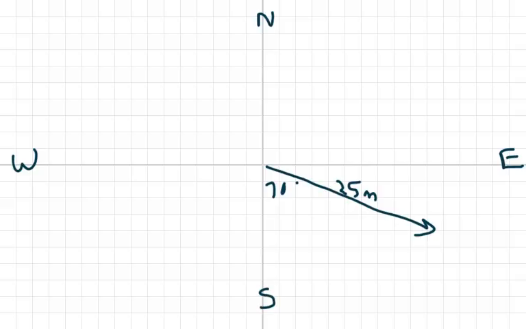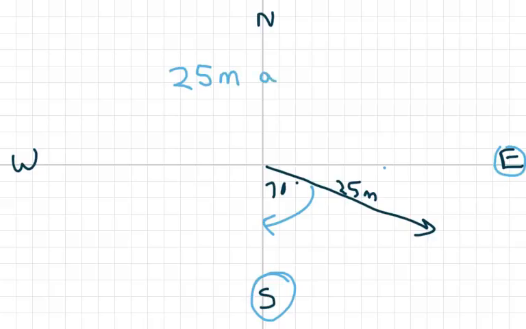All right, now the angle is here. When we touch it, the south is our main one, and it's going to be east of south. So the magnitude is 25 meters at 70 degrees east of south.